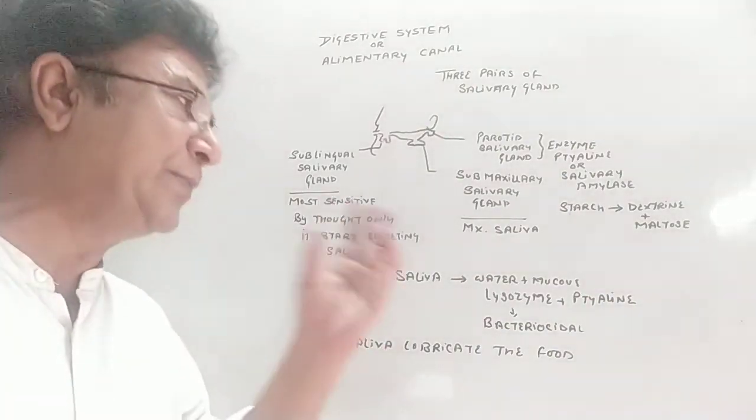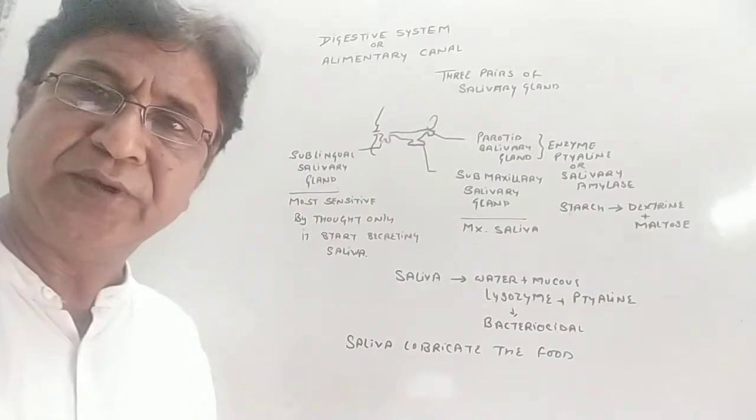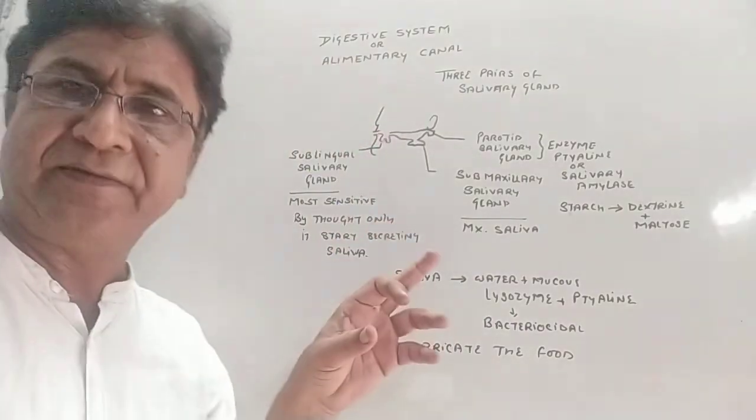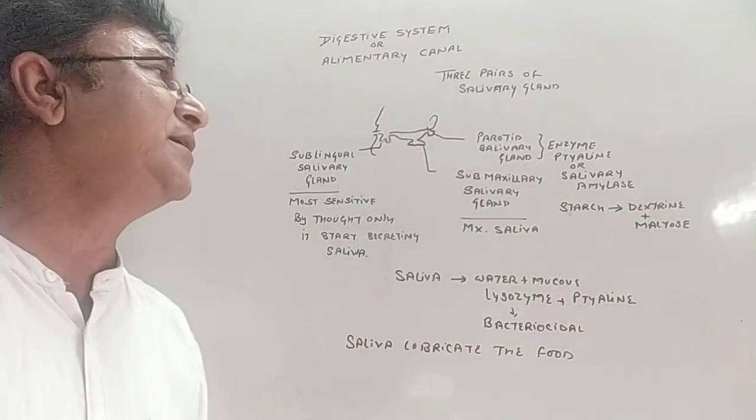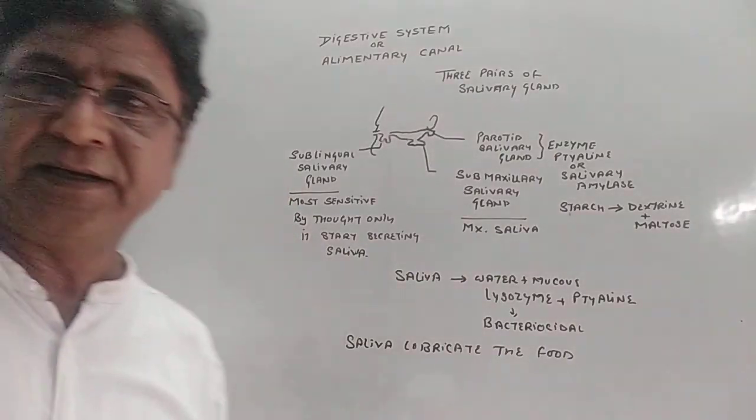About 30% of the starch is broken down in the oral cavity or buccal cavity into maltose or dextrin by the saliva. I hope it helps you.